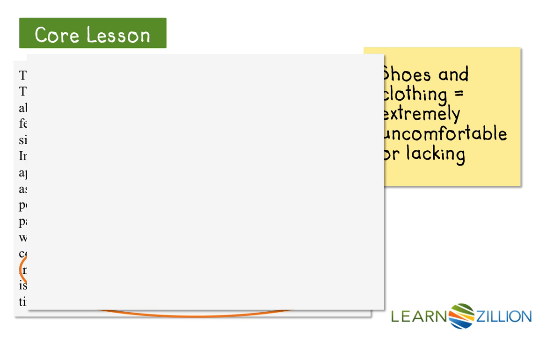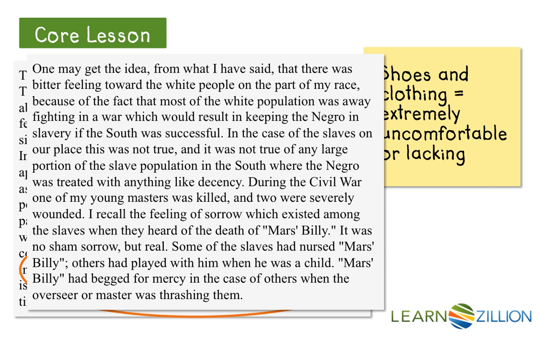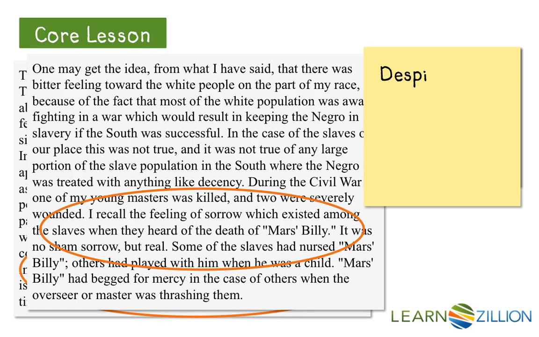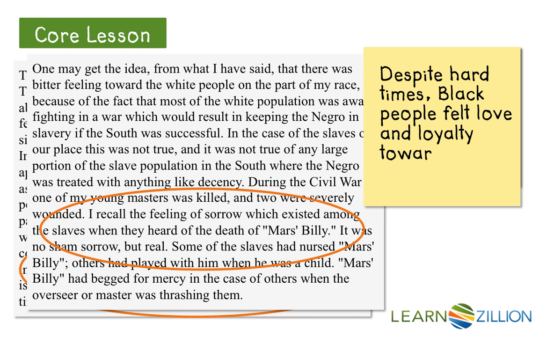The next paragraph I've selected begins with, "One may get the idea from what I have said that there was bitter feeling toward the white people on the part of my race." And it goes on to this section near the end where he writes, "I recall the feeling of sorrow which existed among the slaves when they heard of the death of Mars Billy." From this passage I can summarize it to say that despite hard times, black people felt love and loyalty towards the white people.